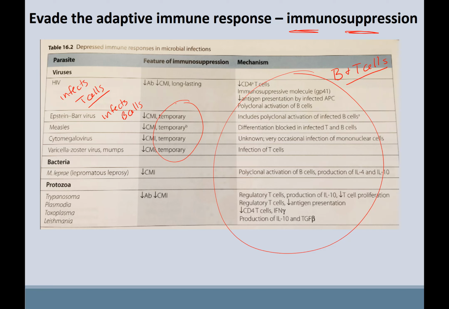replicate and spread. And just so you know, CMI stands for cell-mediated immunity. So we're talking again about that adaptive immune response and affecting the cells important for that.